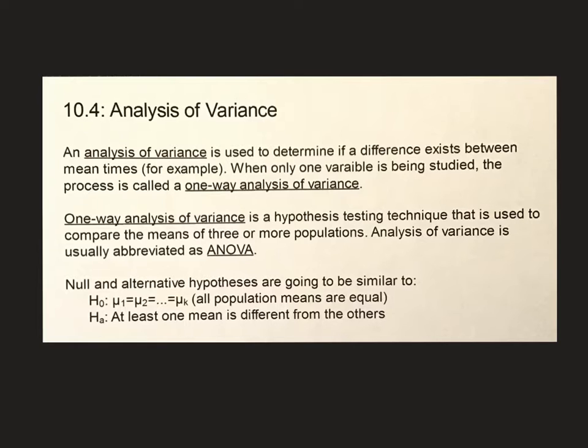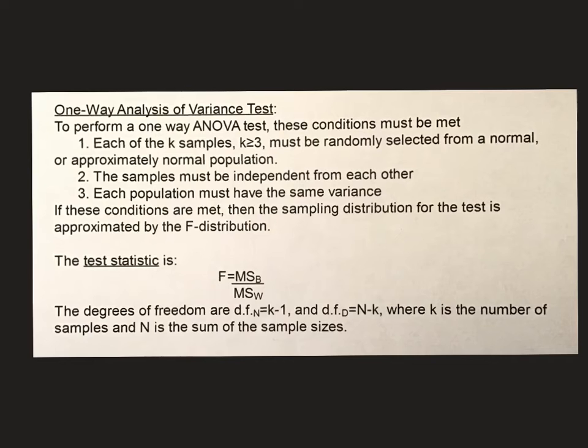Null and alternative hypotheses are going to be similar: H sub 0 being all your means equal to each other, and then H sub A being that at least one mean is different from the others. So in order to perform a one-way ANOVA test, these conditions have to be met.